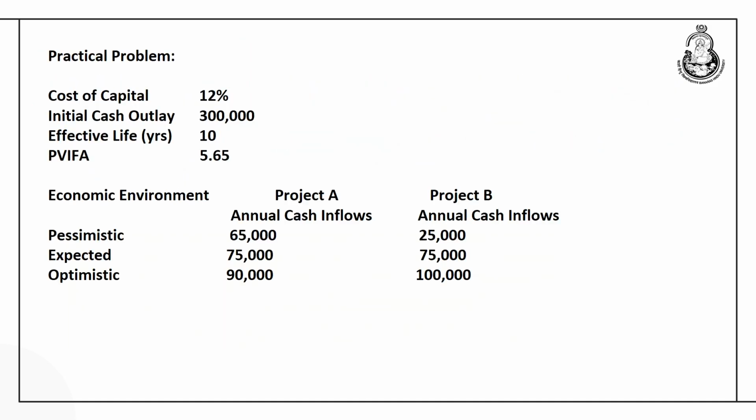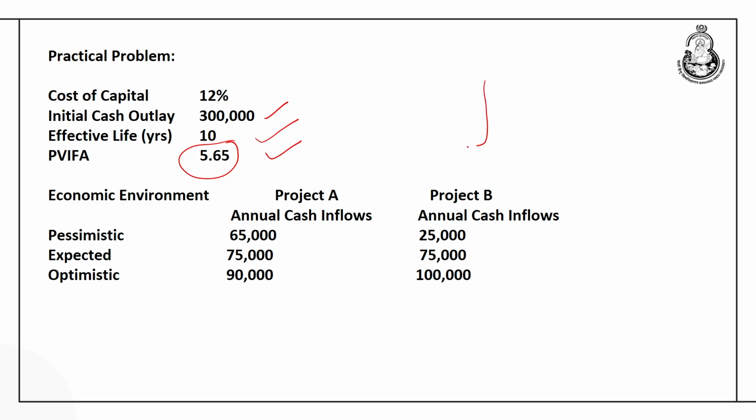The cost of capital here is 12%, the initial cash outlay is rupees 3 lakh, the effective life of the project is 10 years, and the present value of interest factor at 10% is 5.65, and where are we getting this 5.65 from? It is when we have the effective life as 10 years and the cost of capital is 12%.